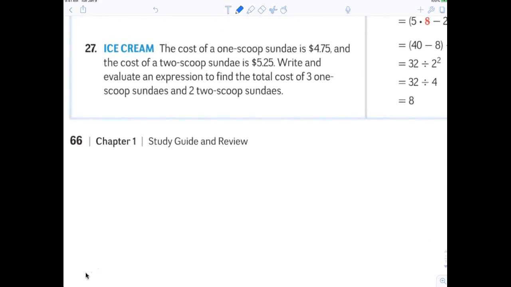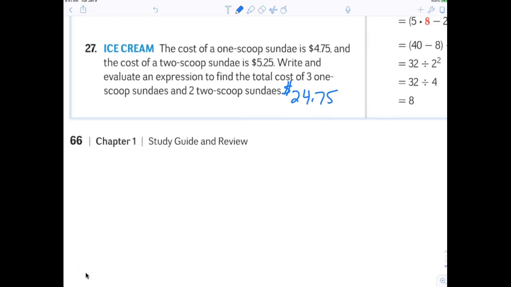The cost of one scoop sundae is $4.75, and the cost of 2 is $5.25. Write and evaluate the expression to find the total cost of 3 one scoop and 2 scoops. So who did the math on that? Good for you. Tell me. $24.75. Anybody get that? You got that? Is everybody happy with that? $24.75. Anybody have any questions?